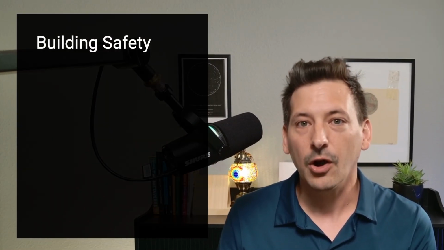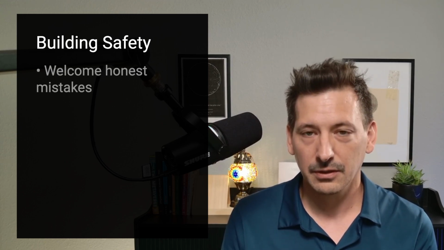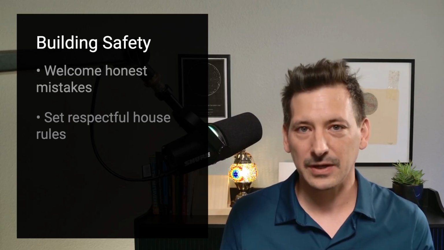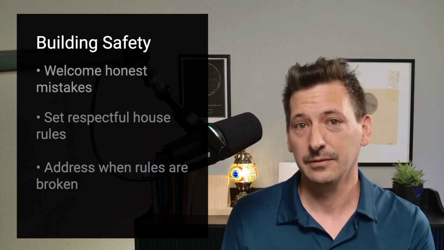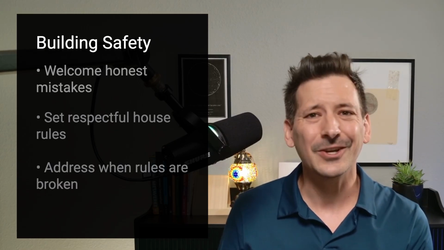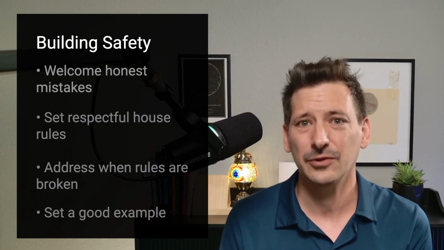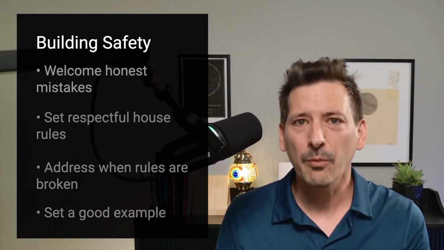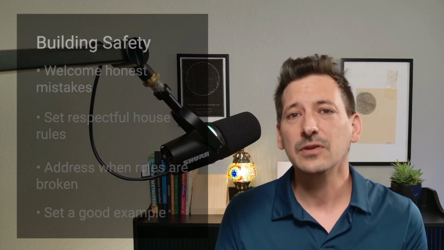And while we don't have full control, we do have some influence in these areas. And I believe that's worth being mindful of. Creating a safe environment in onboarding where honest mistakes are welcome and not discouraged. Setting house rules to be respectful and immediately addressing situations where those rules are broken. And just generally setting a good example with healthy boundaries for your participants. These are practical ways that you can help build a training environment that feels safe.